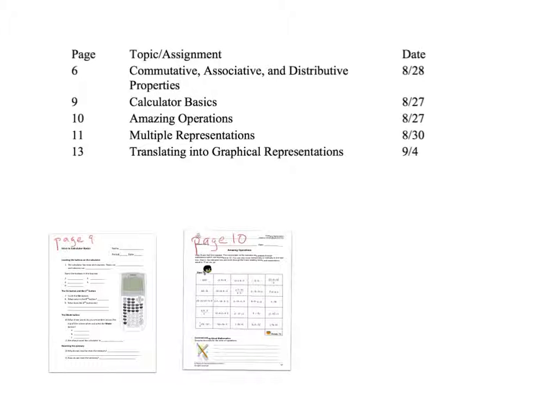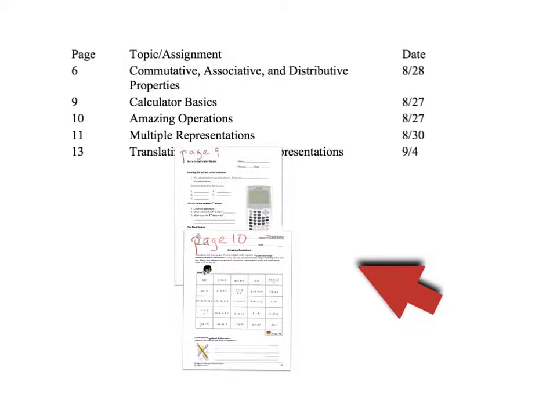Let's start today by taking a look at our table of contents. So what we're going to do is we need to make sure that we have everything that's listed here. The commutative, associative, distributive on page 6, calculator basics, which is this document right here.